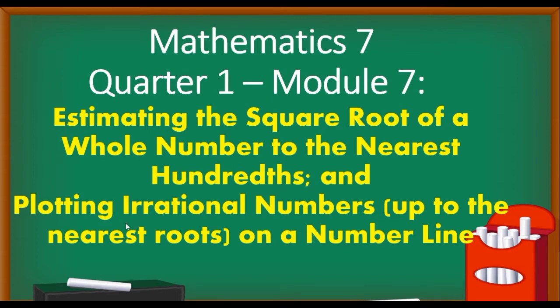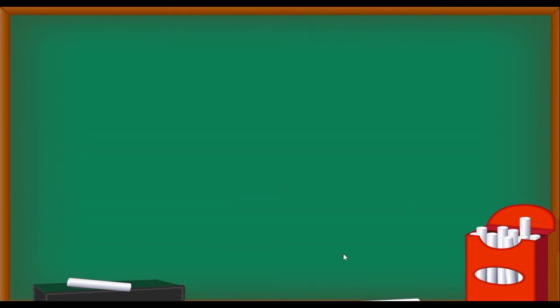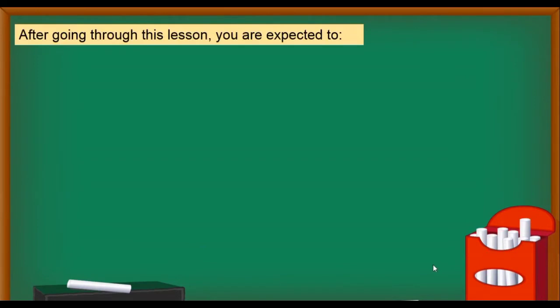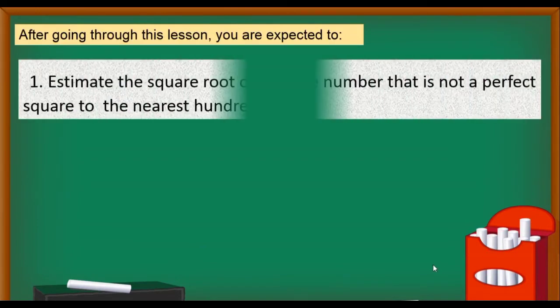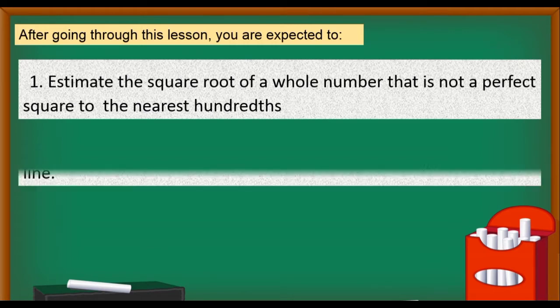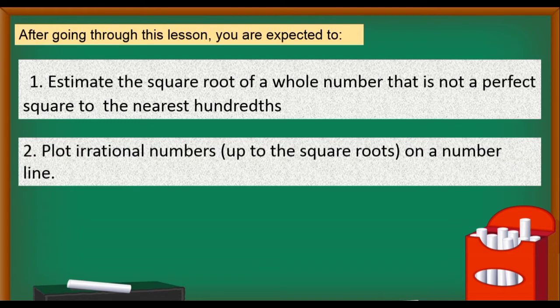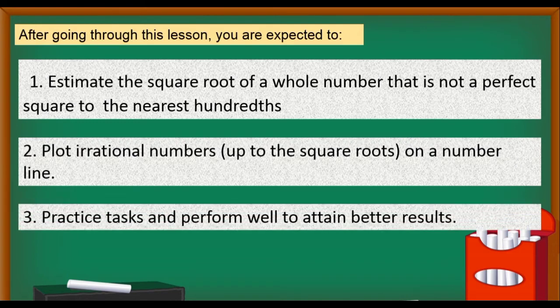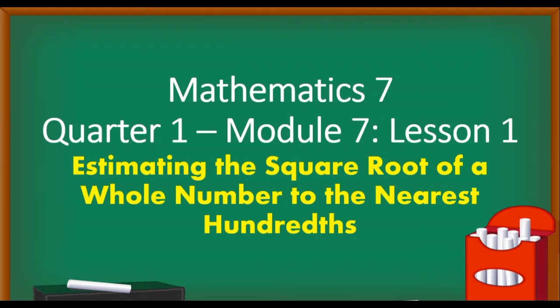hundredths and plotting irrational numbers up to the nearest roots on a number line. After going through this lesson, you are expected to estimate the square root of a whole number that is not a perfect square to the nearest hundredths, plot irrational numbers up to the square root on a number line, practice tasks and perform well to attain better results.